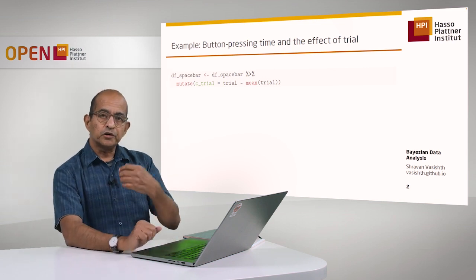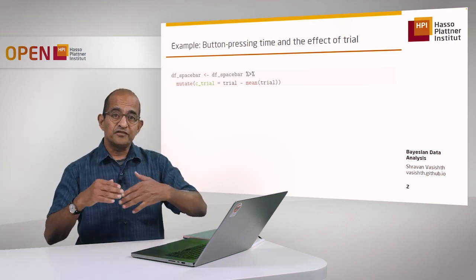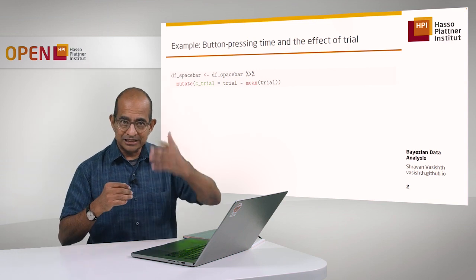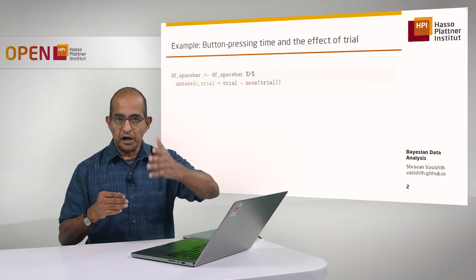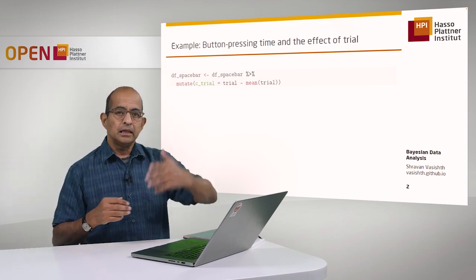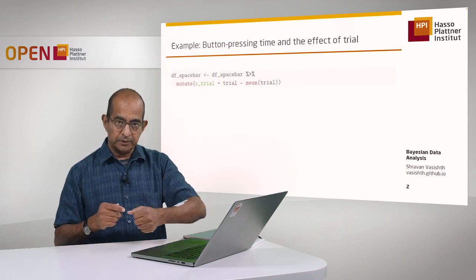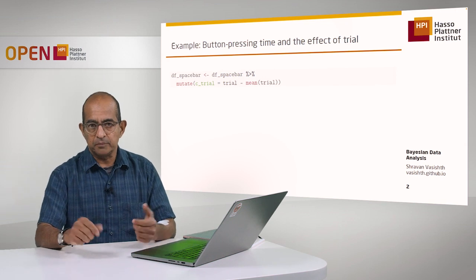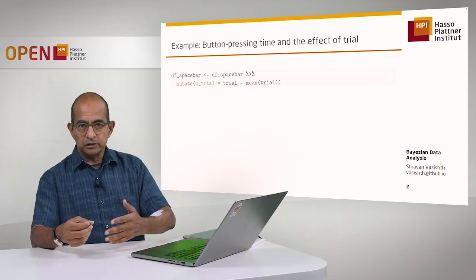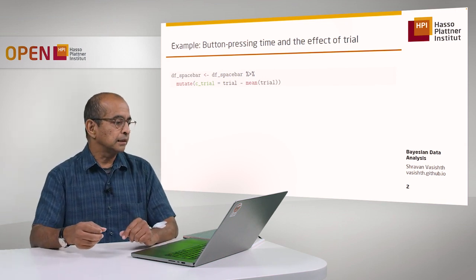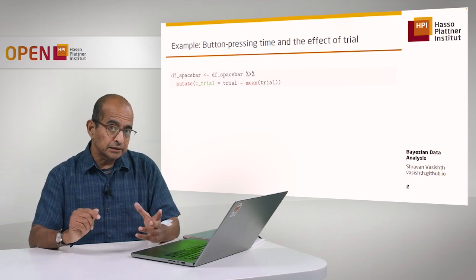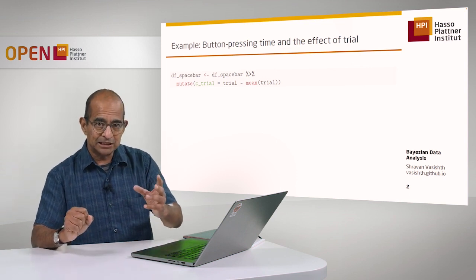And this time, what we're going to do is model the effect of trial ID, which is a discrete number starting with 1, 2, 3, 4, and so on, which represents the row ID in the data frame that we have. So if a subject presses the button 200 times, row ID will go from 1 to 200, right? So why are we looking at trial ID as a predictor for button pressing times?